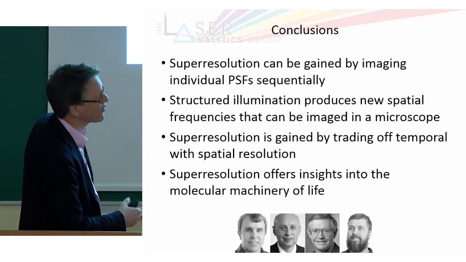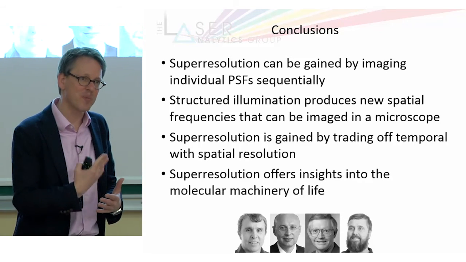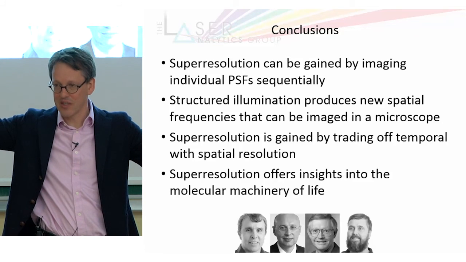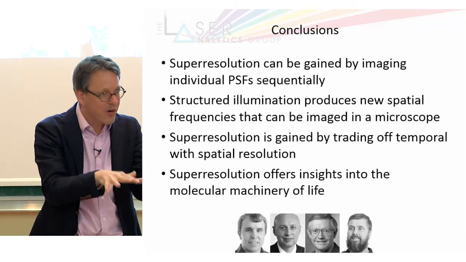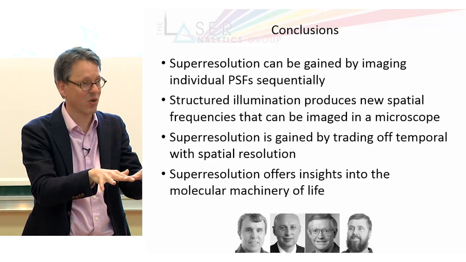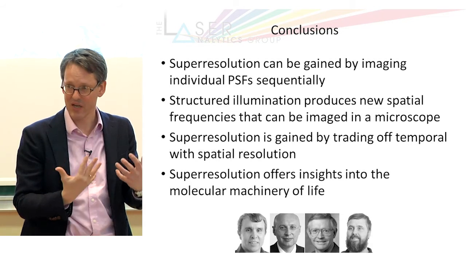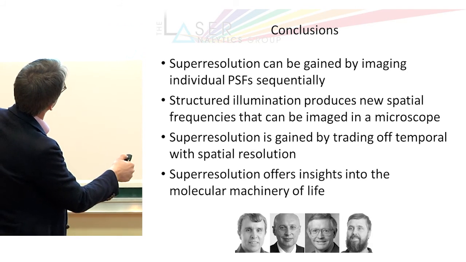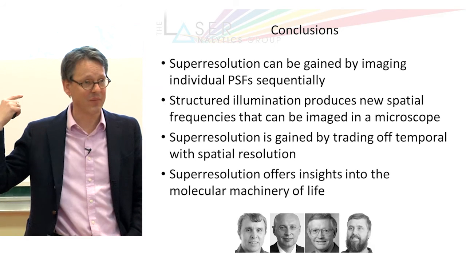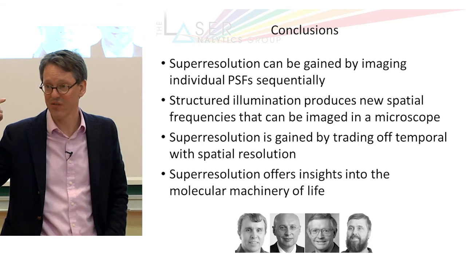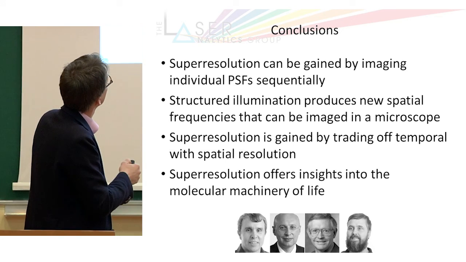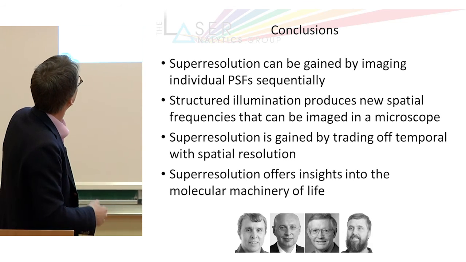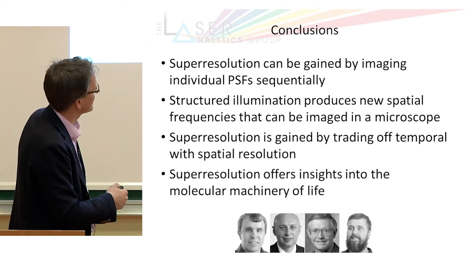Structured illumination produces spatial frequency beats. And these new spatial frequencies encode information from higher frequencies that are not passed by your microscope in lower frequencies, which are passed by the microscope. And then you use Fourier methods to tease out the high frequency information. And in all of these techniques you trade. With the structured illumination method, you can get about 100 nanometer resolution, but it's very, very fast, up to 10 hertz. But you can see from those two, super resolution is always gained, no matter which technique, by trading off temporal with spatial resolution.